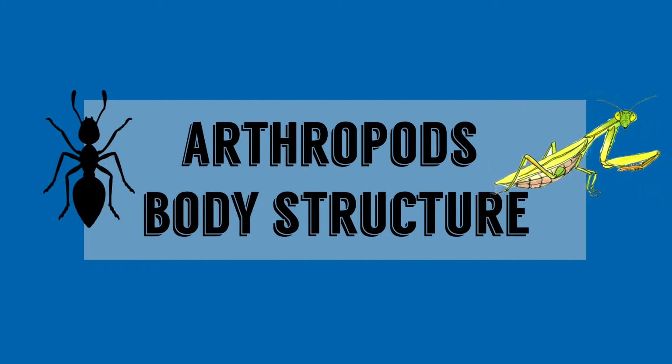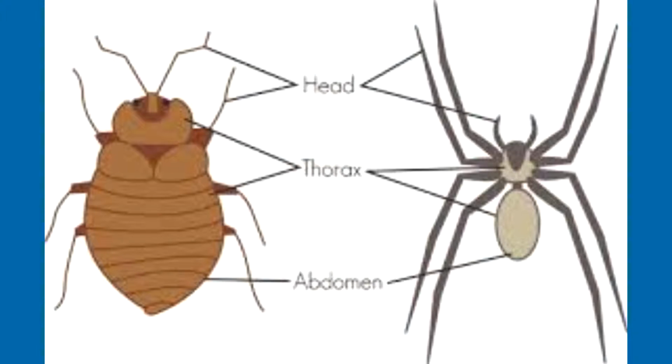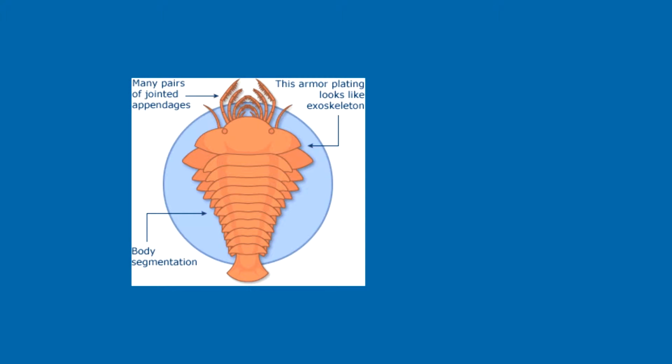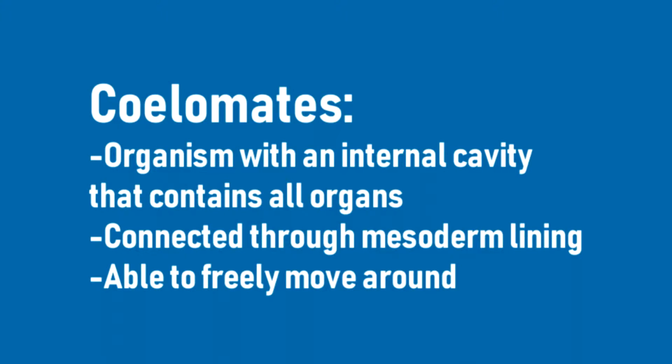Body plan. Generally, arthropods have segmented bodies, usually consisting of a head, thorax, and abdomen, although in some cases the head and thorax are fused into one segment. The body segments and appendages of the arthropod are covered in an exoskeleton made of bone-like material called chitin. Arthropods are coelomates. A coelomate is an organism that has an internal body cavity containing all the organs of the organism.